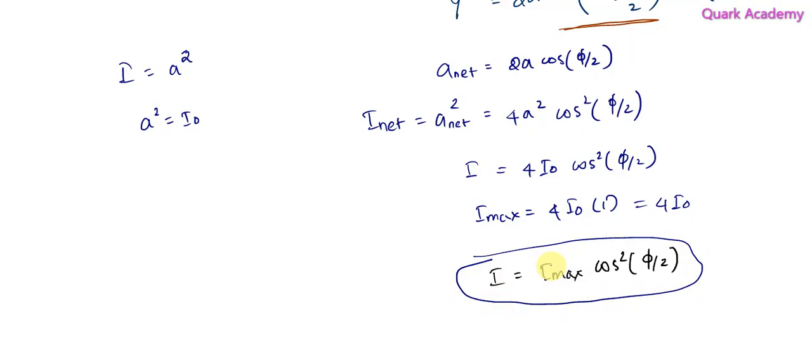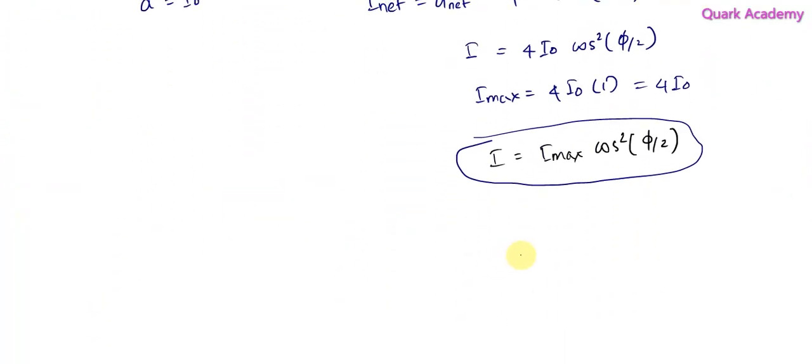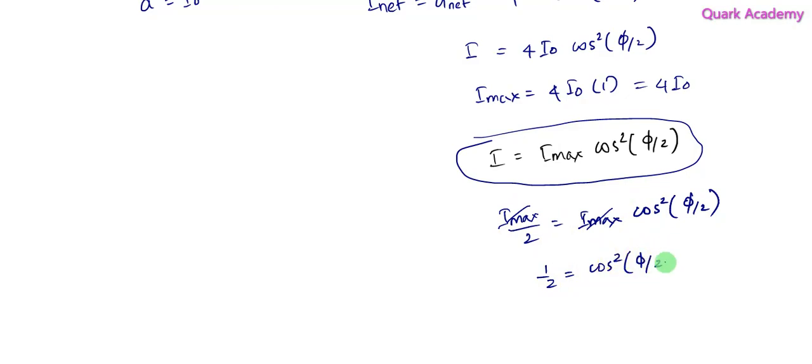Now let's substitute the given information in this equation. The given information is we need to find a distance, this y value, where the intensity is half of the maximum intensity. So let me substitute and figure out the phi value. I equal to Imax by 2, that is Imax cos squared phi by 2. Imax gets cancelled. So 1 by 2 will become cos squared phi by 2. Let's take a square root. 1 by root 2 equal to cos of phi by 2.